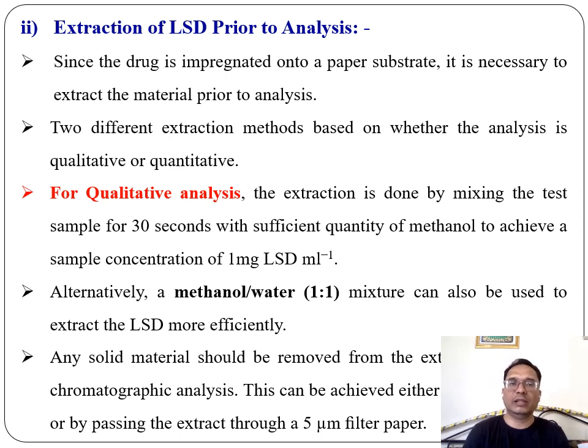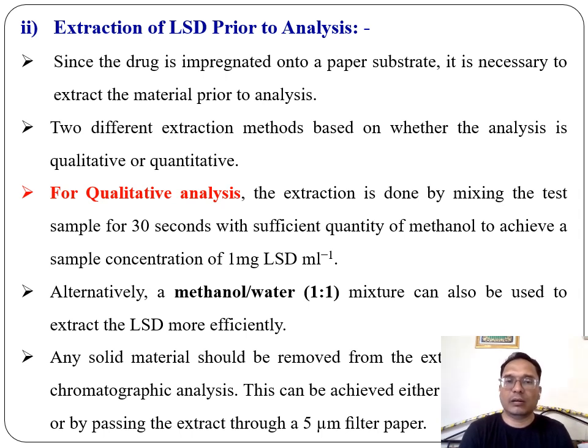Once the number of samples has been finalized, the second step for the analysis of LSD is the extraction of LSD prior to the analysis. As the drug is impregnated onto a paper substrate, it is necessary to extract the material prior to the analysis. Two different extraction methods are followed, based on whether the analysis is qualitative or quantitative. For qualitative analysis, the extraction is done by mixing the test sample for 30 seconds with a sufficient quantity of methanol to achieve a sample concentration of 1 milligram LSD per ml.